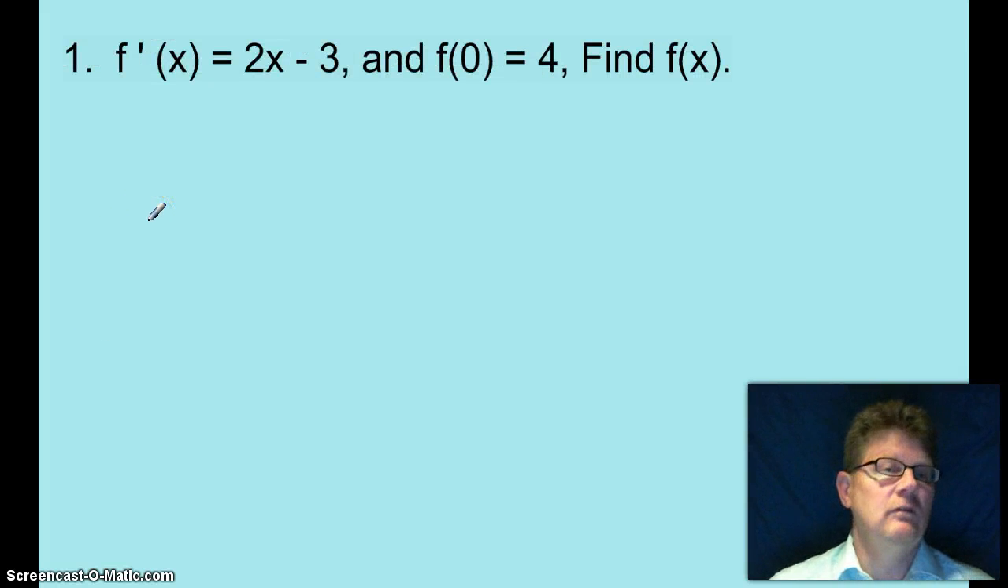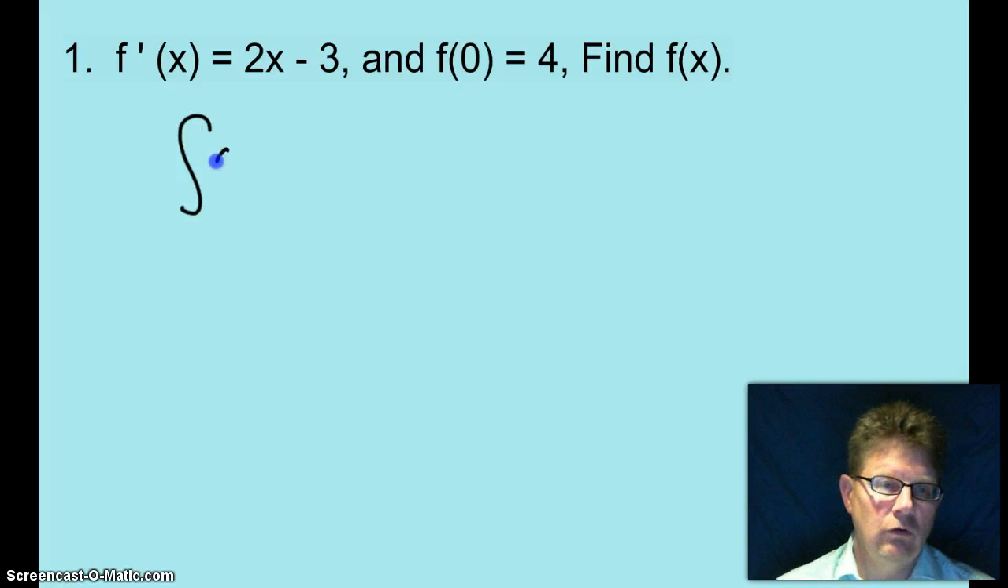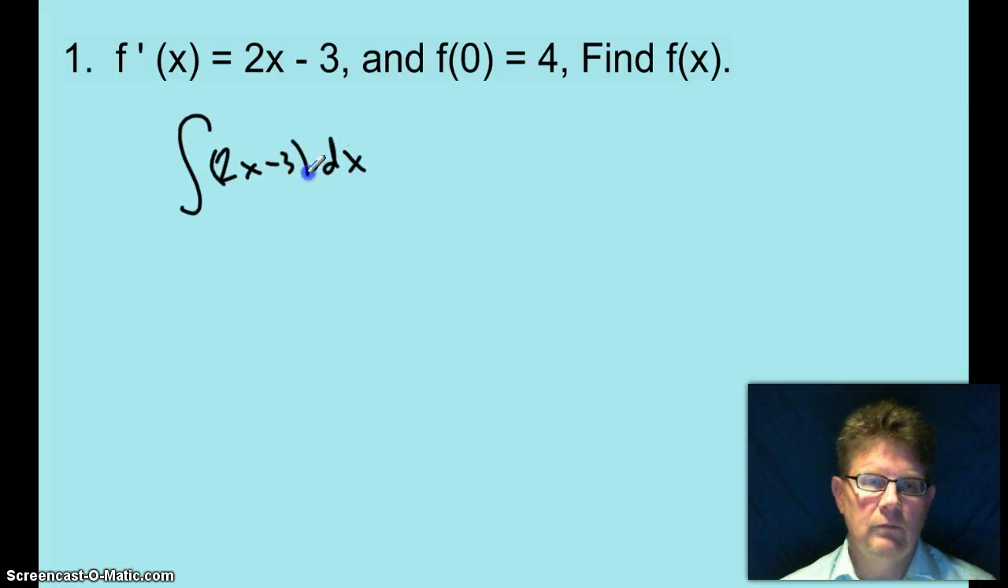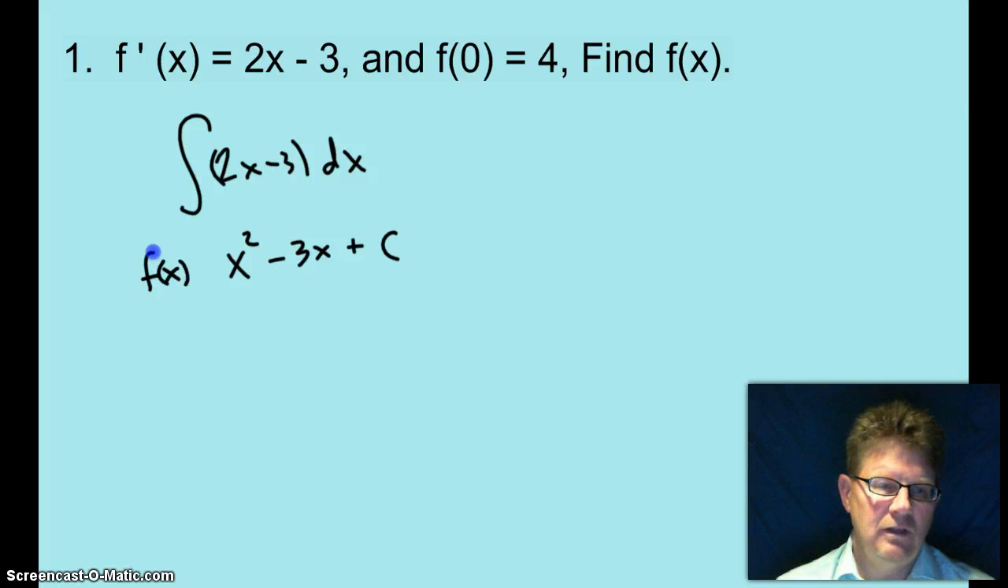F prime of x equals 2x minus 3, and f of 0 is 4. Find f of x. Okay, so you're told that the derivative is 2x minus 3, so that's what we're going to find the integral of. 2x minus 3 dx. Okay, add 1 to the exponent, that's 2, multiplied by the reciprocal, 1 half, so 2 times 1 half, x squared minus 3x plus some constant.